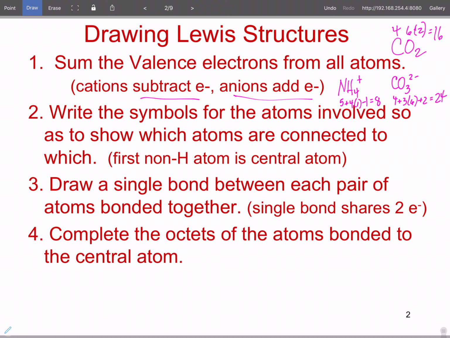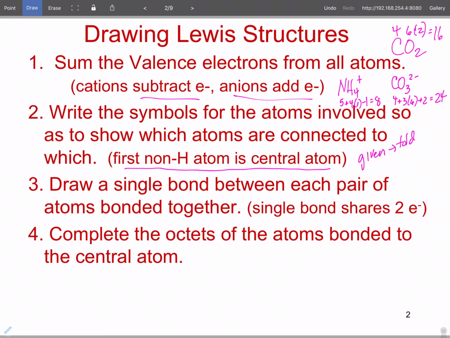You're going to write the symbols for the atoms involved so as to show which atoms are connected to which. Your first non-hydrogen atom is the central atom, or if it's not clear, and you'll see one of these when I work it, it will be given to you, you will be told. Otherwise, it's the first non-hydrogen atom listed. Now remember, hydrogen can never be a central atom because it can only do one bond and then it's done. A central atom can do way more than that.